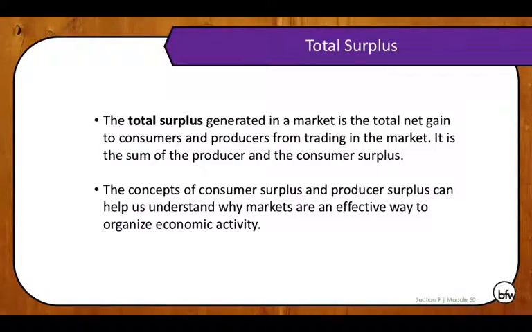So let's begin by talking about consumer surplus. When you hear economists hailing the power of markets, they are typically alluding to the ability of markets to provide outcomes that are the most efficient compared to all other ways of organizing the exchange of goods. The total surplus that is generated in a market is the total net gain to both consumers and producers from trading in the market. It is the sum total of the producer and the consumer surplus. The concepts of consumer surplus and producer surplus can help us understand why markets are an effective way to organize economic activity because of their efficiency.